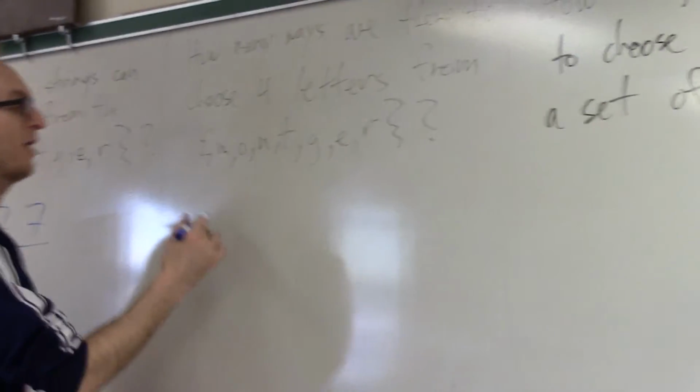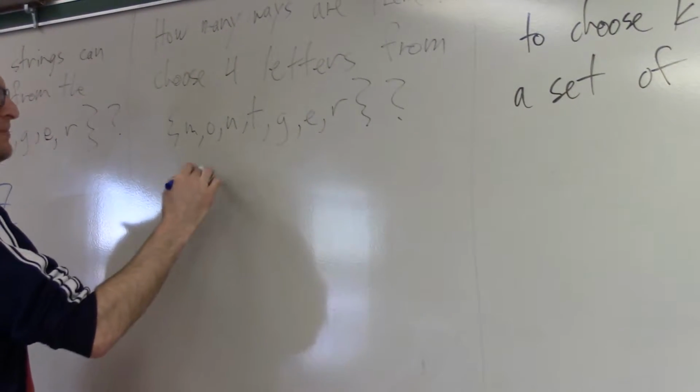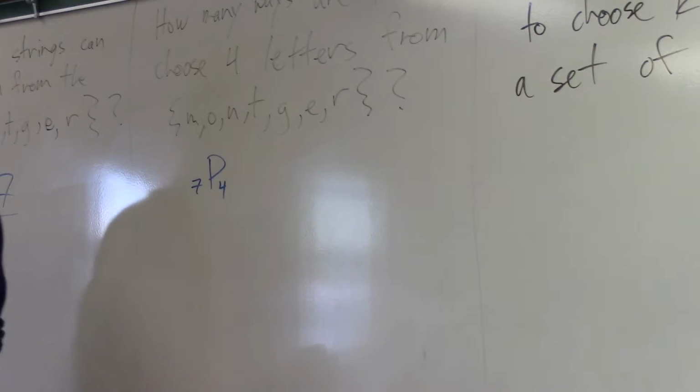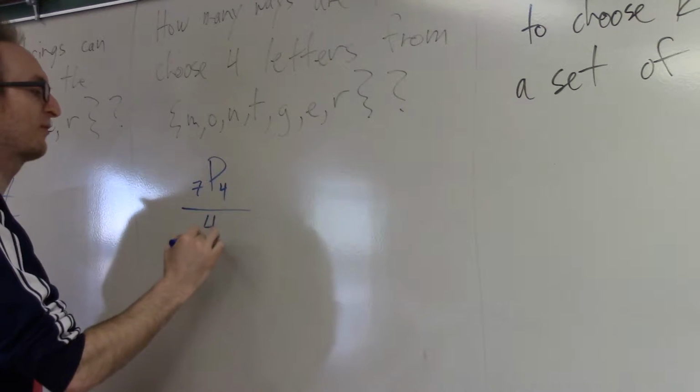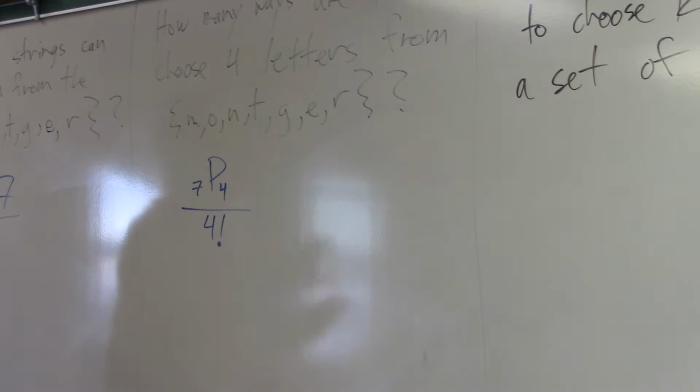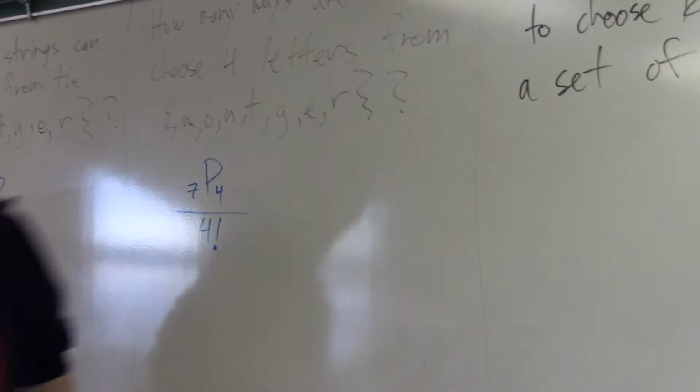How many ways are there to choose 4 letters from this set? Well, now I take the 7P4 ways there are to order the 4 letters, and I divide by 4 factorial, because I want to divide by the 4 factorial number of ways of scrambling them within themselves. Not if you're with me, if you're not crying. Good, no one's crying. Next.